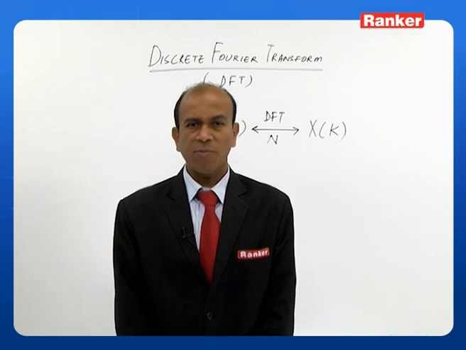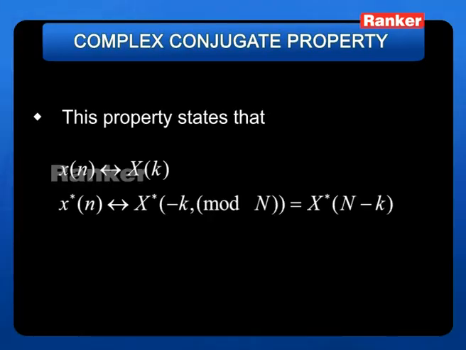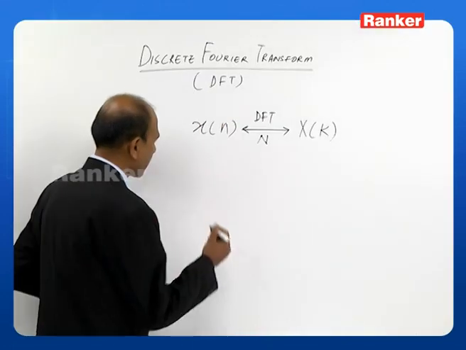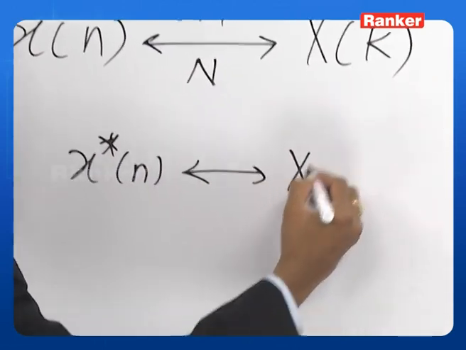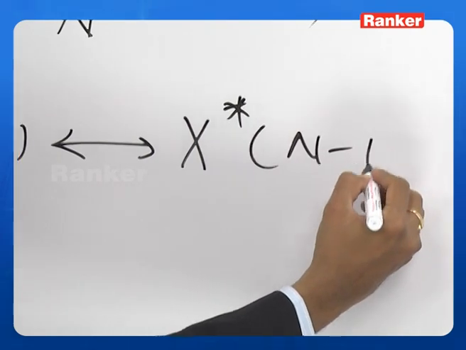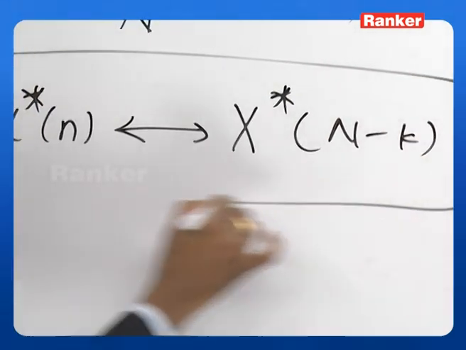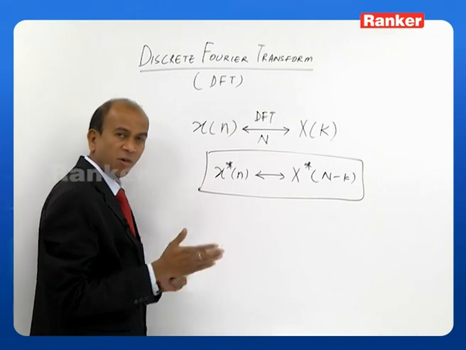Let us look at the complex conjugate property. This property states that if I have an x of n which has a DFT x of k, then x star of n, that is the complex conjugate, will have a DFT which is x star of minus k mod N, that is x star of N minus k. So this is the complex conjugate property. What does this say? x star of n will have a Fourier transform which is again the complex conjugate of this. So this is my complex conjugate property statement of the DFT.